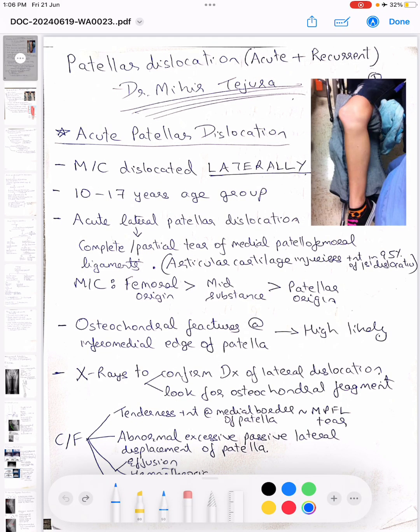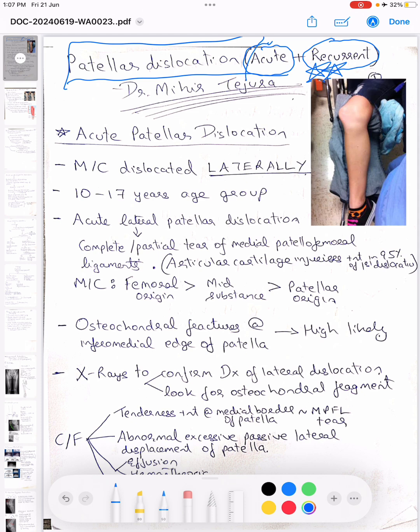Hello friends, what we are going to discuss today is one of the very interesting and logical concepts of knee orthopedics, that is the idea of patellar dislocation. Our plan for today is to understand the concept of acute patellar dislocation and the concept of recurrent patellar dislocation. We are going to understand the etiopathogenesis, the causative factors of recurrent patellar dislocation.